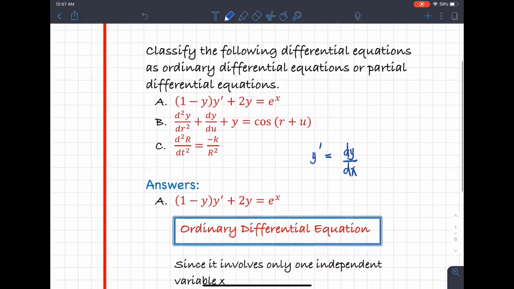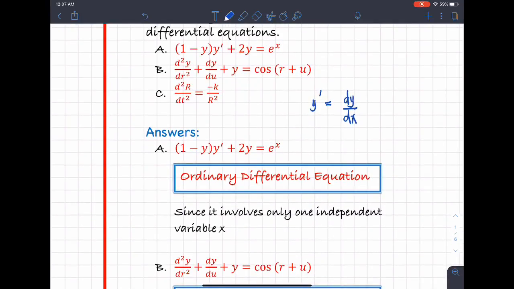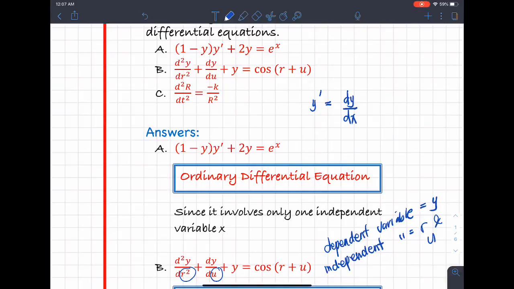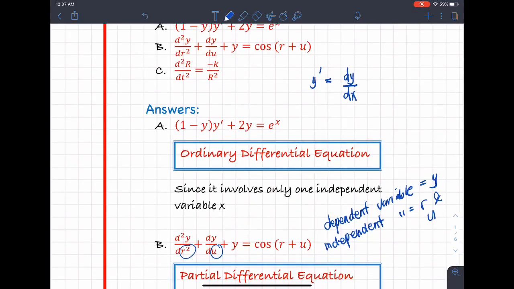The second one. Let's say we have the second derivative of y with respect to r, and then the derivative of y with respect to u, plus y is equal to cosine of r plus u. From here, it is obvious that our dependent variable is y. However, our independent variables are r and u. Therefore, this is considered a partial differential equation.